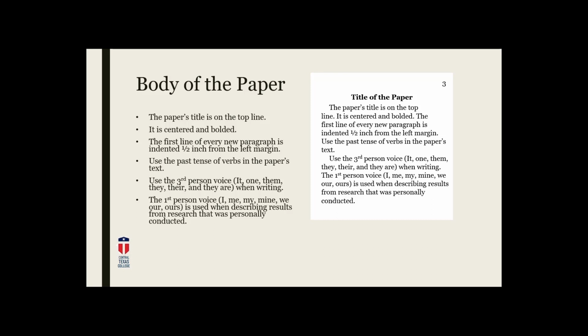Use the past tense of verbs in the paper's texts. Use the third person voice, it, one, them, they, their, and they are when writing. Use the first person voice, I, me, my, mine, we, our, and ours, when describing results from research conducted by yourself.